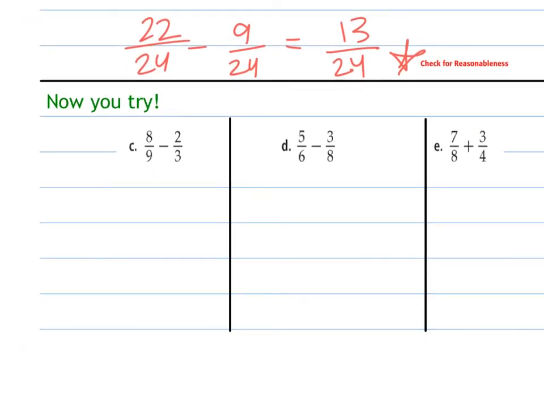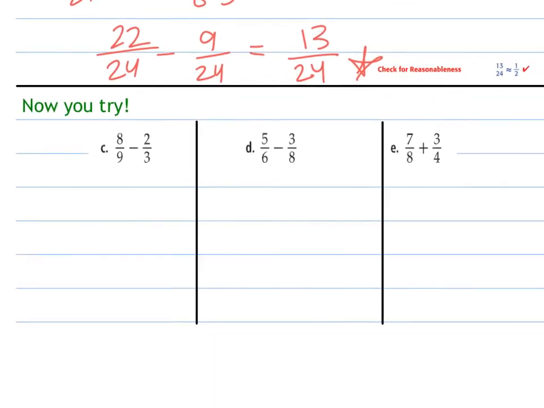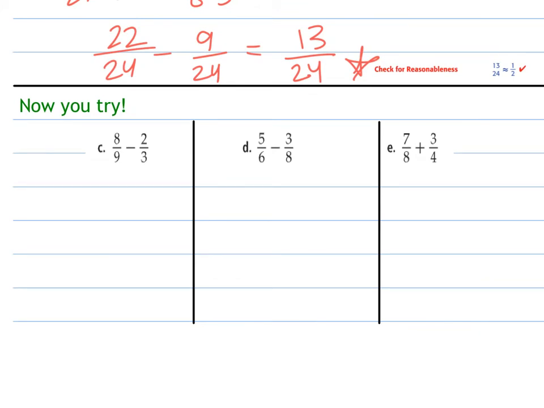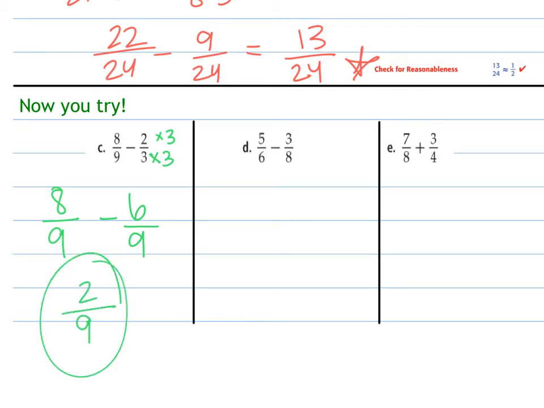So there are 3 here for you to try on your own. Pause, try them, and then come back and check your work. So for 8/9 and 2/3, our least common denominator would be 9. So in order to do that, we have to multiply this side by 3. So the 8/9 doesn't change at all. The 2/3 becomes 6/9. And now we subtract. 8 minus 6 is 2. Keep the denominator of 9. That cannot be simplified, so there's my answer.